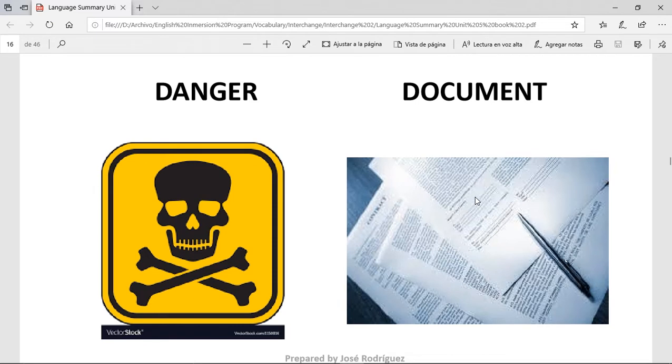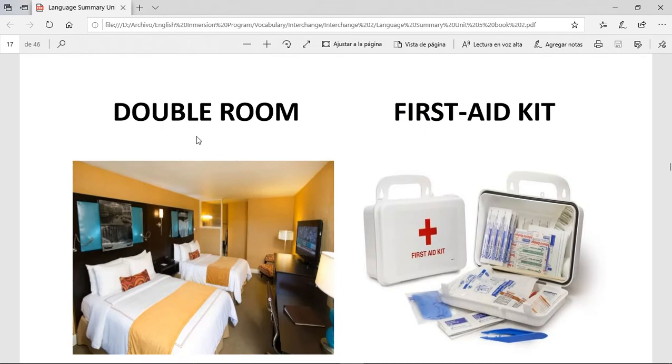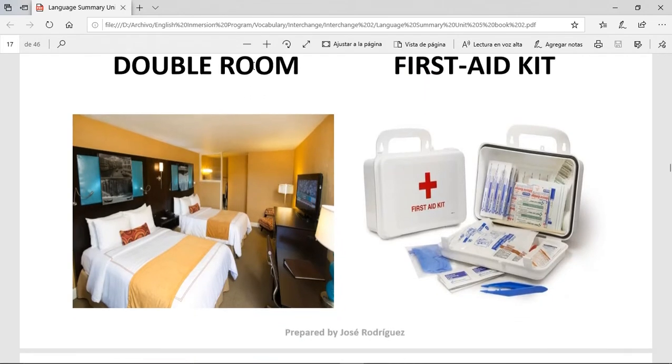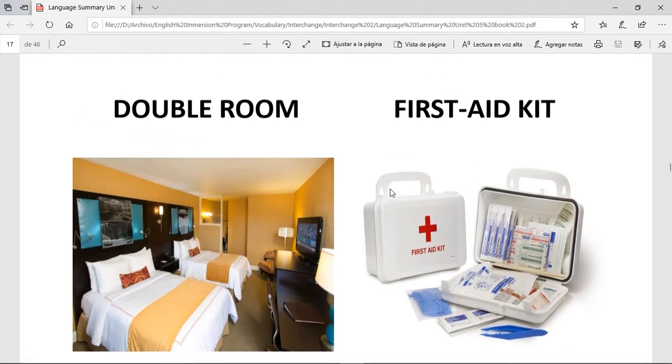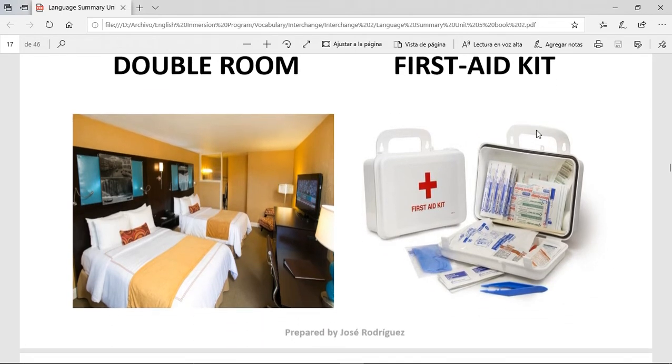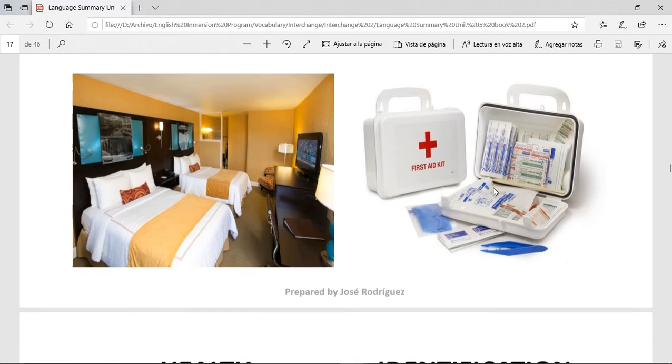A document. This is a document: things related to any type of information about a service, about your life or whatever. A double room. A double room is a room that is made for two different people. First aid kit is a kit that has all of the things for some injuries that you may have. Maybe if you cut yourself, you can find some alcohol, some band-aids, and etc.